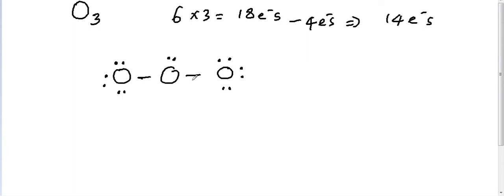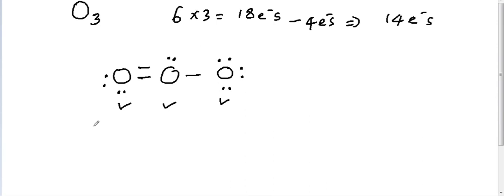Again we check for the octet. In this case you can see that the outer oxygens have an octet whereas the central atom has no octet. So what we do is shift a lone pair as a bond into this. Now you can see that even the central oxygen atom has attained an octet. So the structure drawn is stable.